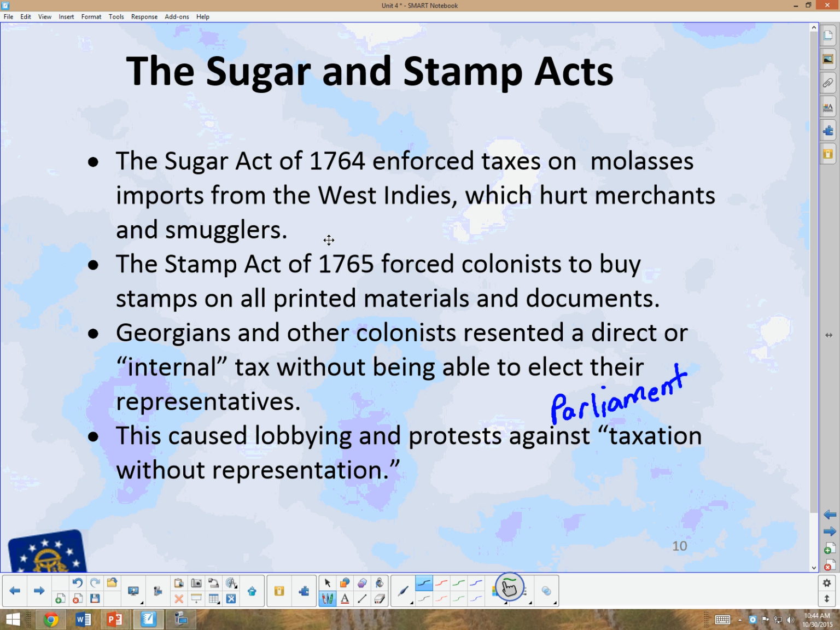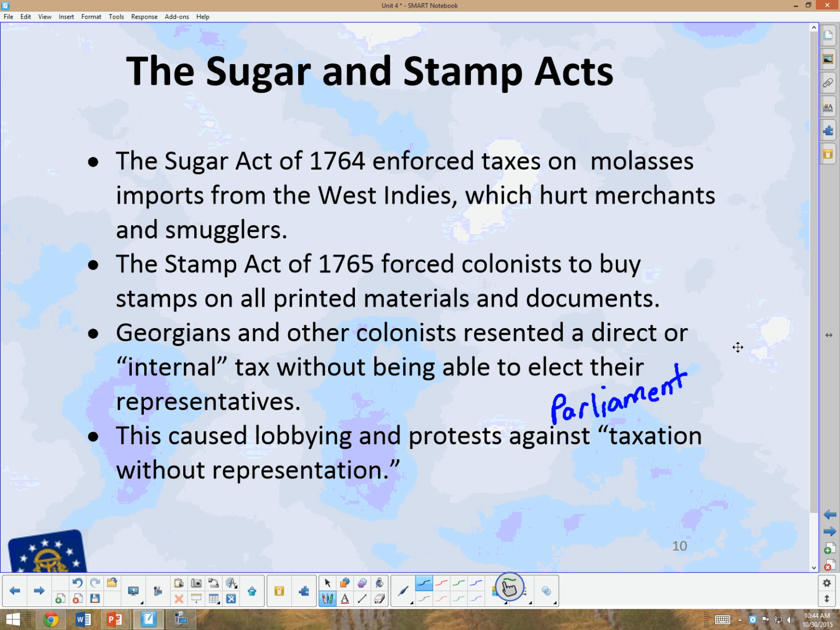The Stamp Act of 1765 forced colonists to buy stamps on all printed material and documents, like legal documents, in order to do anything like sign contracts, wills. They were going to have to buy a stamp. So if you didn't buy the stamps, you were sort of paralyzed as far as any legal matters were concerned.